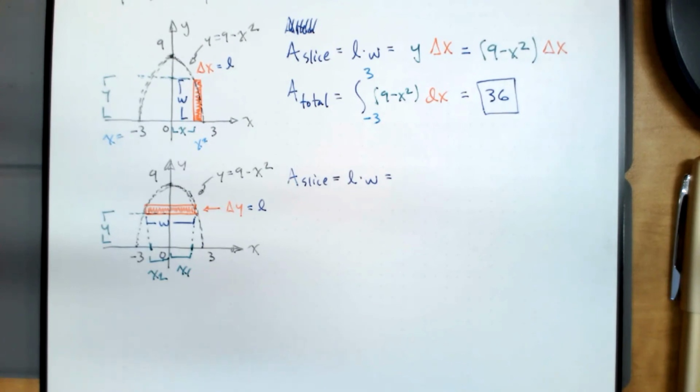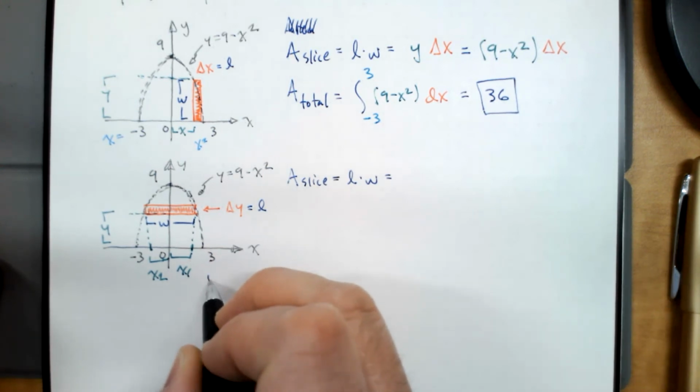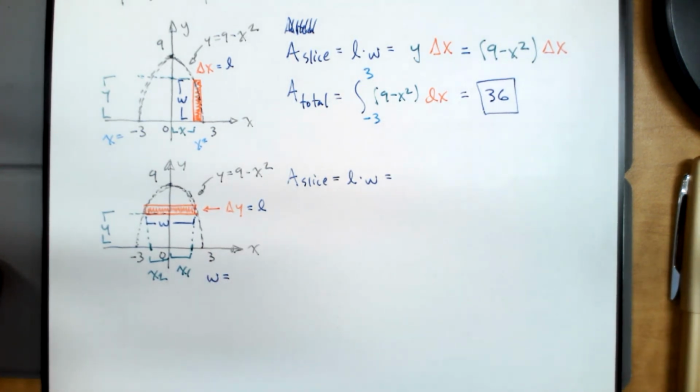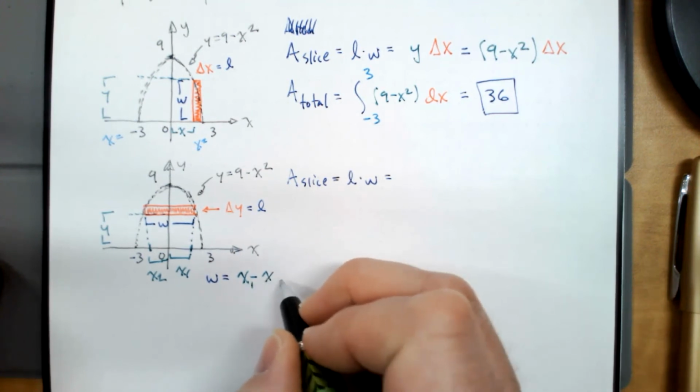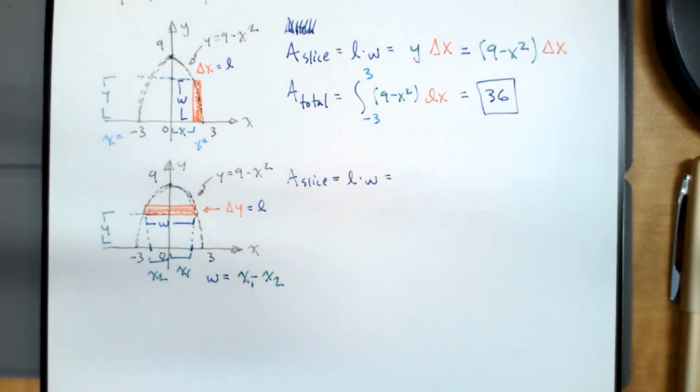So the width is going to be the distance from x2 to x1. So in this case, the width is going to be x1 minus x2. It's the distance between x1 and x2, so just find the difference. And we want the width to be written in terms of y.